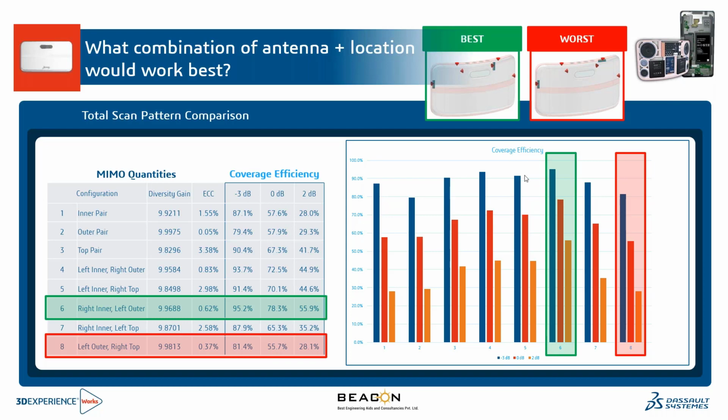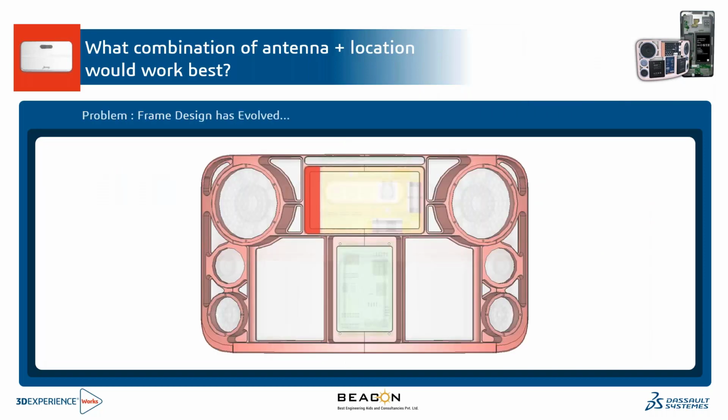Also, we can see the graph over here with respect to minus 3 dB, 0 dB and 2 dB measurements. We can get to see what the best and worst case performance is. So by doing this total scan pattern comparison, we can come up with better results, or we can say which position of antennas provides the better coverage efficiency.